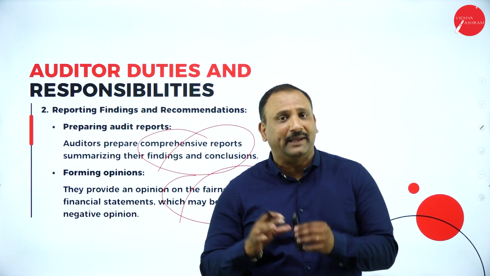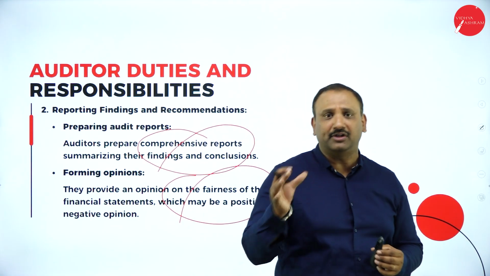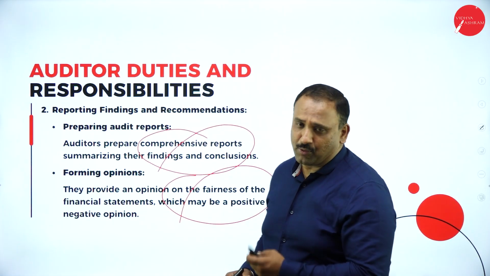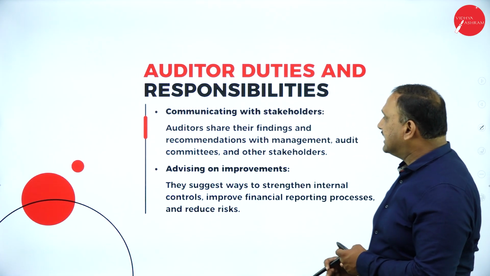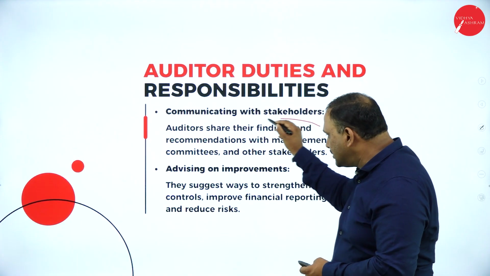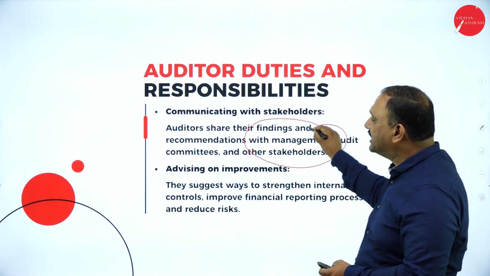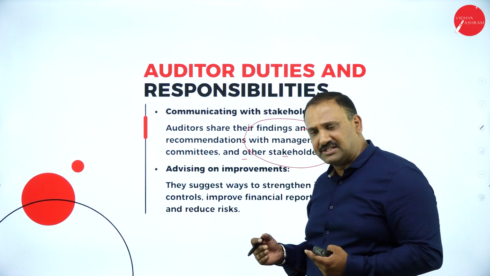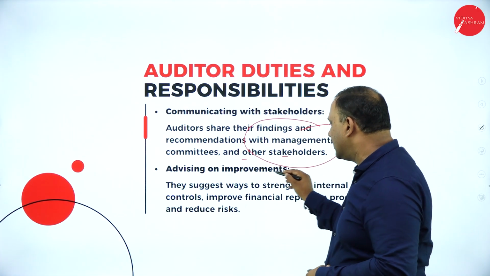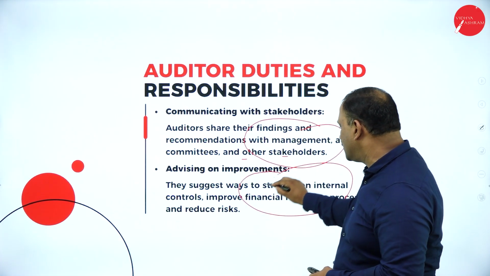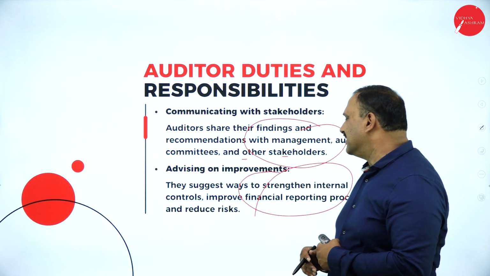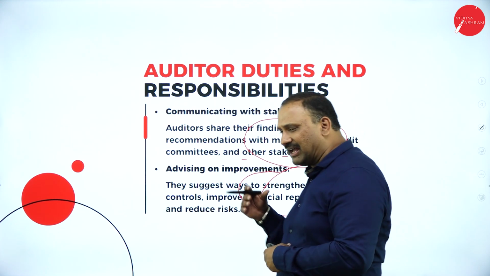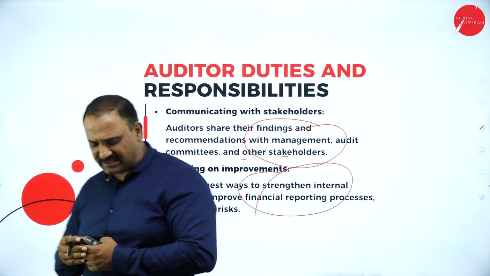An auditor doesn't have to please the management every time. That's not his role. His role is to identify the truth and bring it forward. Now, the next thing is communicating with stakeholders. They share their findings and recommendations with management, committees and other responsible stakeholders, and then they advise on improvement, where to strengthen internal controls and improve the financial part of it, and they help you to reduce the risk that comes on the way.